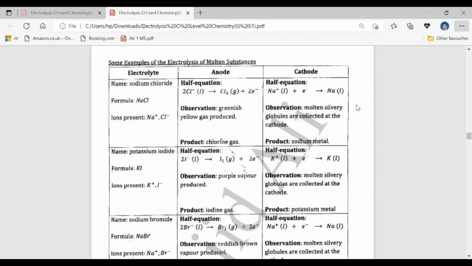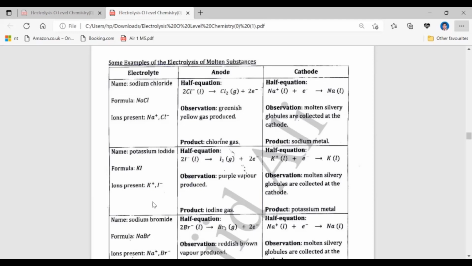These are called half equations because one equation is at the anode and the other is at the cathode. Next, if we do the electrolysis of potassium iodide in its molten state, it will have K positive and I negative ions. Why does this happen? Because I told you that when ionic compounds are heated above their melting point, they change into liquid state. After melting they become molten, and in the molten state they have free moving ions.